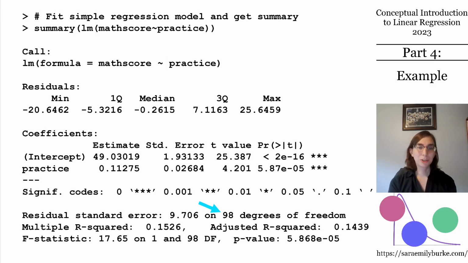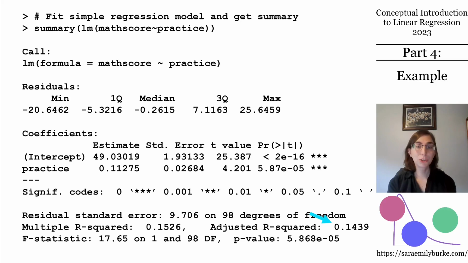So why 98 degrees of freedom for this t-distribution? Well, there were 100 participants, and we estimated two parameters, an intercept and one slope. 100 minus 2 is 98. R squared is 0.15. What does that mean? 15% of the variance in scores was accounted for by practice.